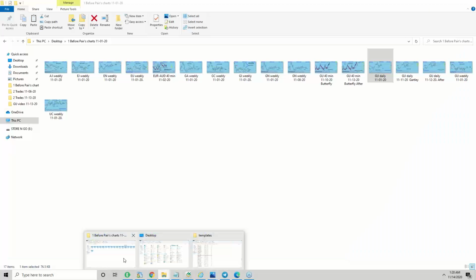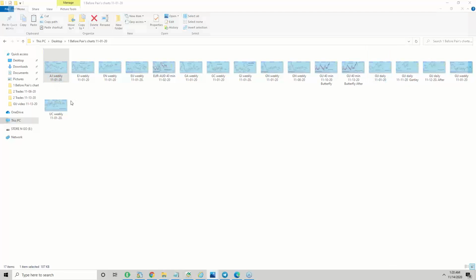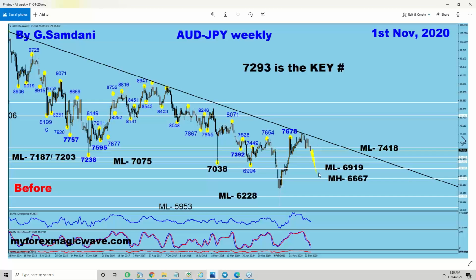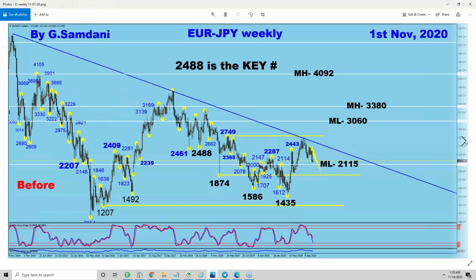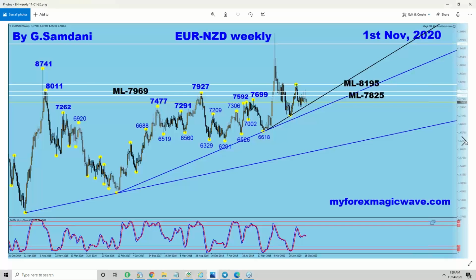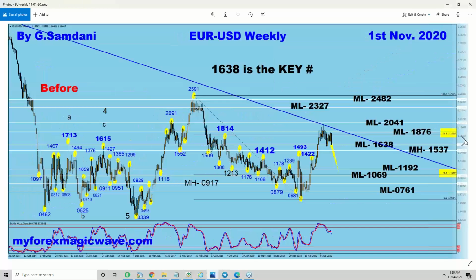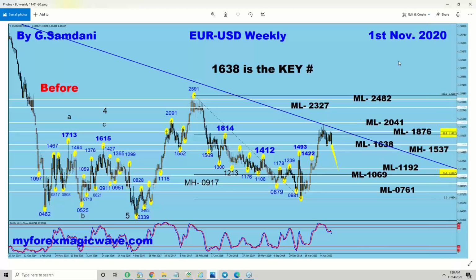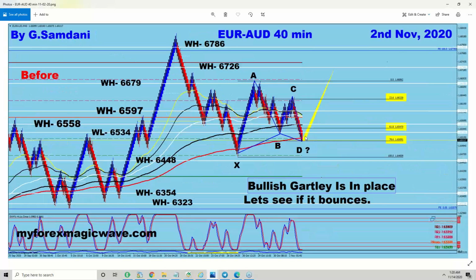With the trade setups, for example, if I show you this one, the Aussie weekly chart, I say okay, it's going to drop, and this is my before chart. The Euro Yen, drop. This is the Euro NZD chart, and here I'm showing the directions on the 1st of November, and that happened, right? This went all the way up here when I said it was going to go up.